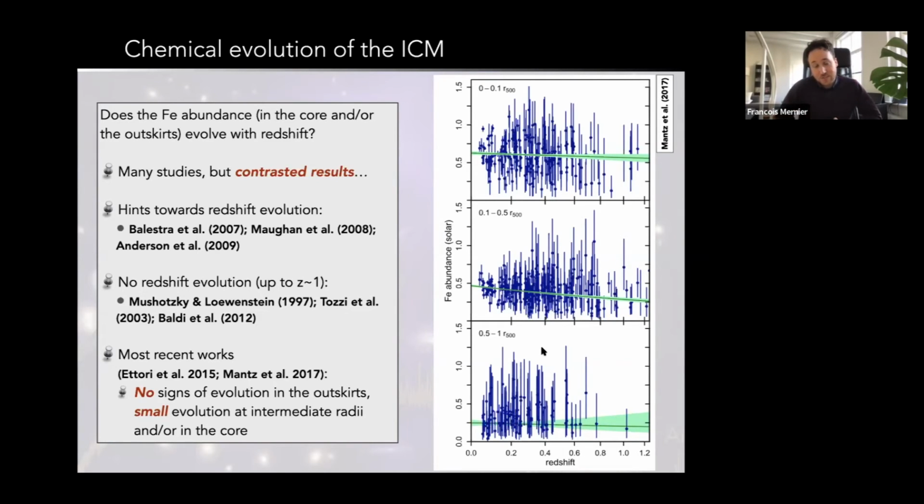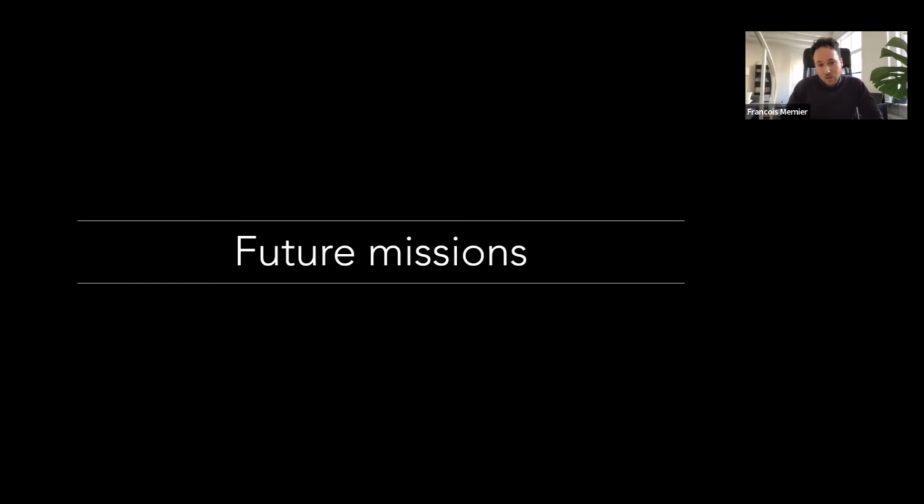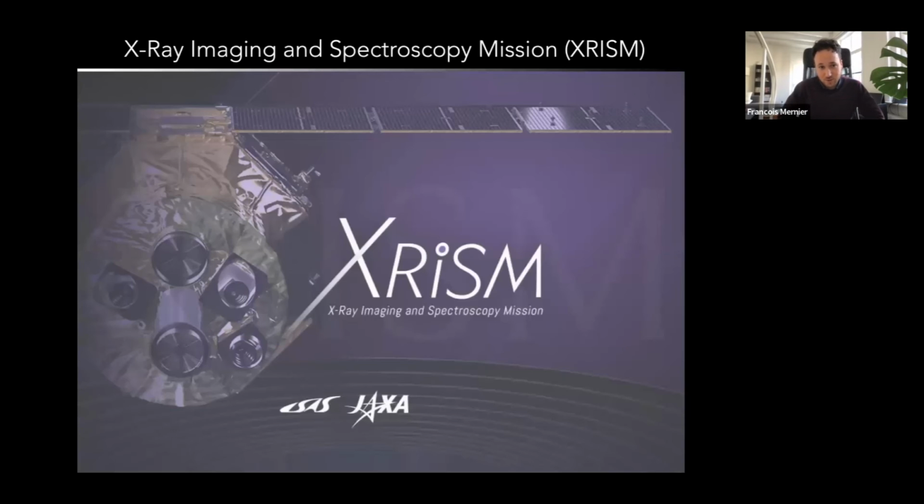And this is kind of understandable because if you look at redshift 1 clusters, well, you have much less photons, obviously. So it's much more difficult to constrain your, let's say, your iron line that you have at 6 or 7 keV. And you probably see where I will go. Well, I will bring you to this with this argument. So let's first talk about XRISM.